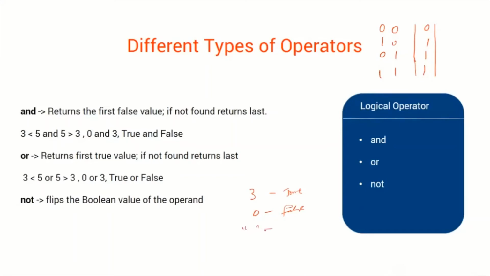Also, any string has a boolean value of true. This can be extended to anything. Only 0 has a boolean value of false. Let's look at a few examples to understand this.